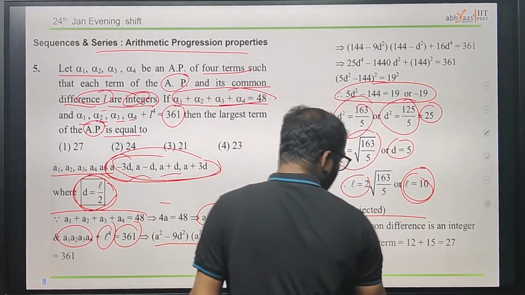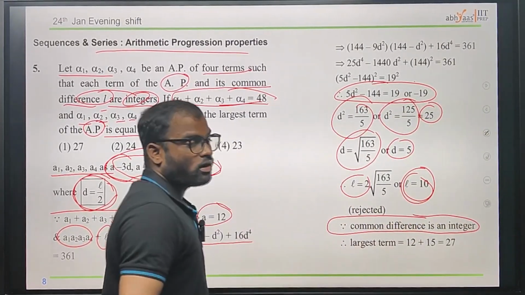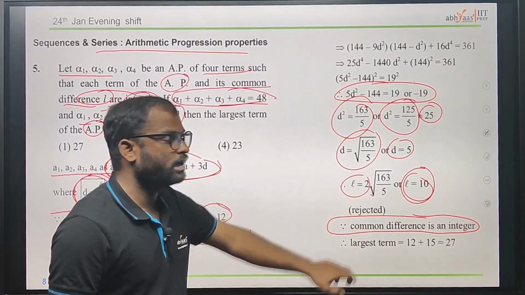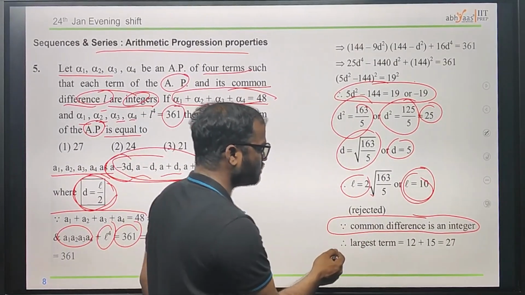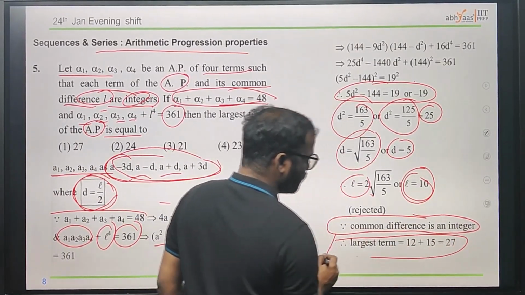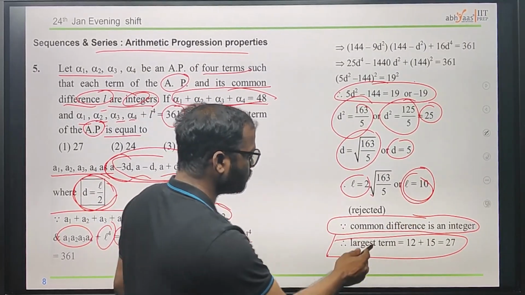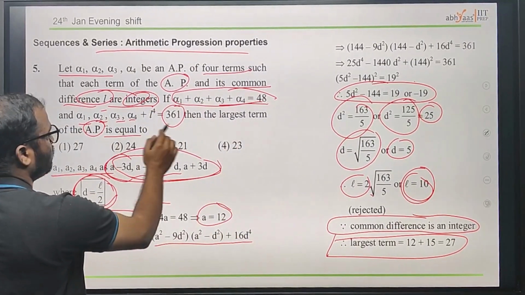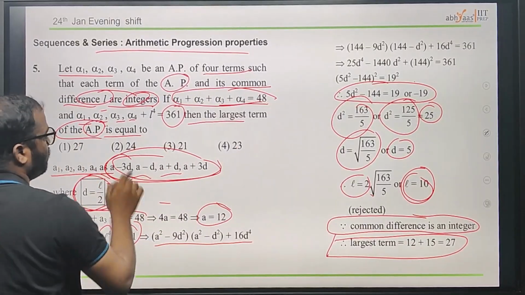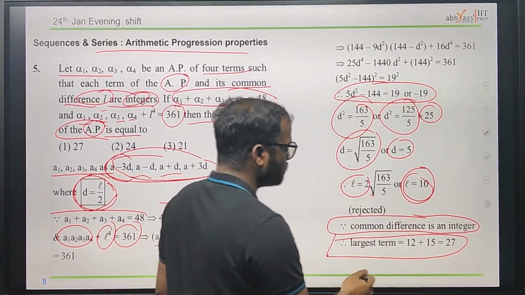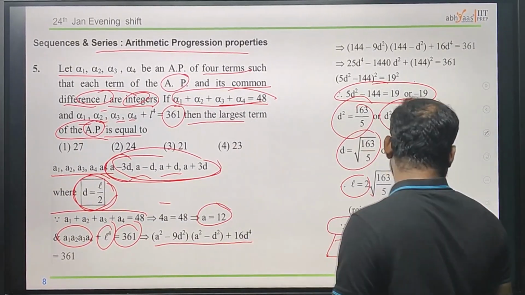Therefore the common difference is an integer. Since it has to be an integer, therefore 10 is an integer. Therefore the largest term in the AP will be just adding those, whatever we have in the AP. Then the largest term of the AP, we need to see that. That's how we got 12 plus 15, which is 27.